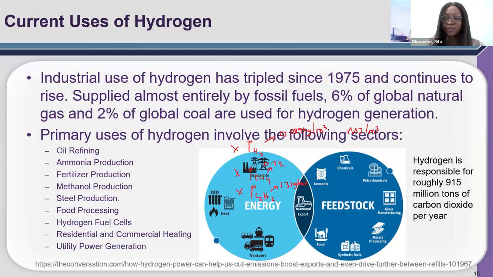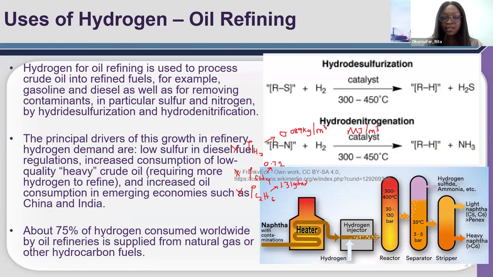Looking at the agricultural sector. Okay. So let's go into oil refining. Now, if you don't have a chemical engineering background, don't panic with what's going on here. It's just showing us that hydrogen is used in a process.